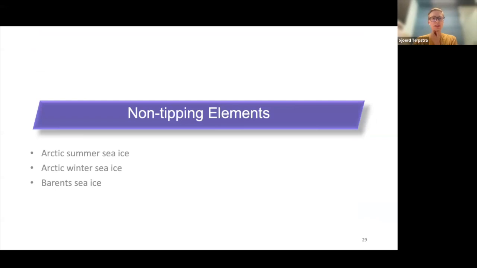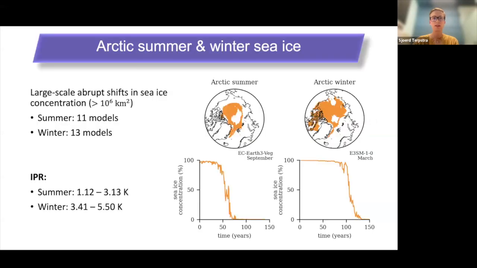Finally, the non-tipping elements. So these are basically the rest of the Arctic sea ice. So I do the Arctic summer and winter sea ice together. These ones we denote as large scale if they cover at least 1 million square kilometers. And if we look purely at the sea ice concentration, we found roughly the same number of models in winter and summer that show these shifts, 11 in the summer and 13 in the winter.